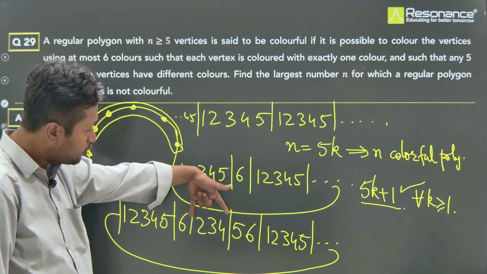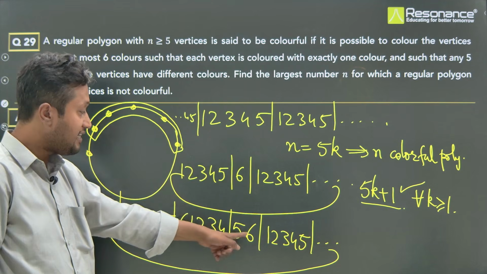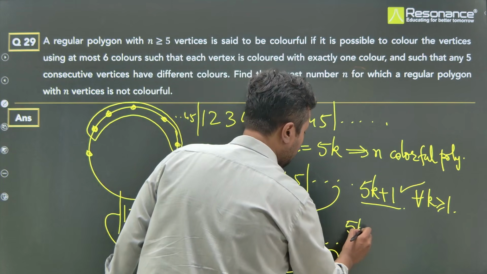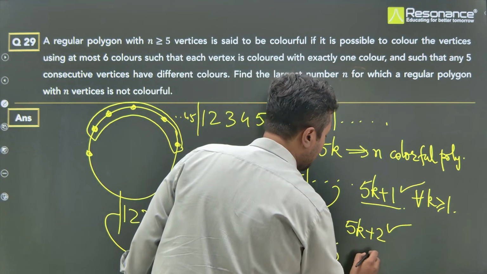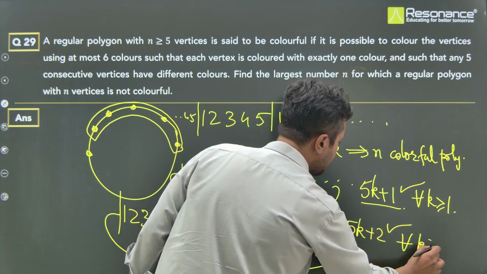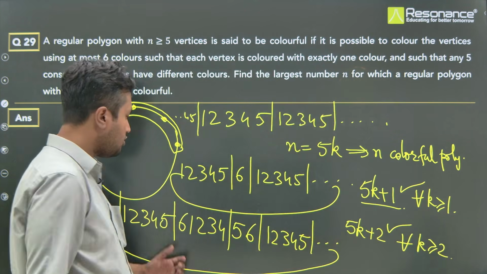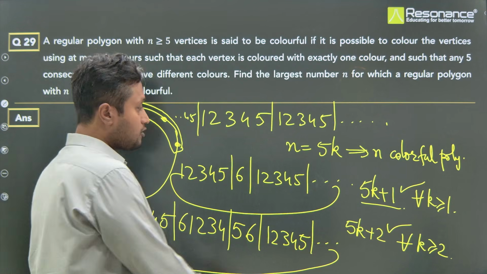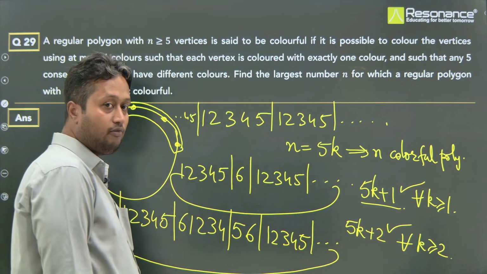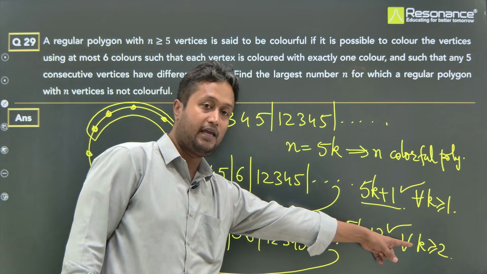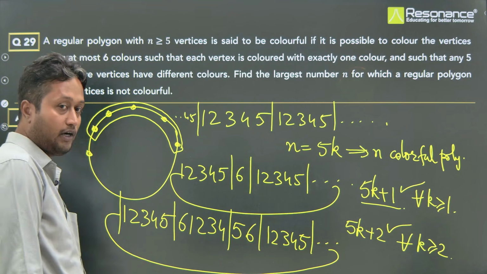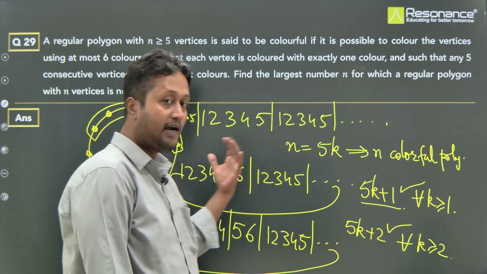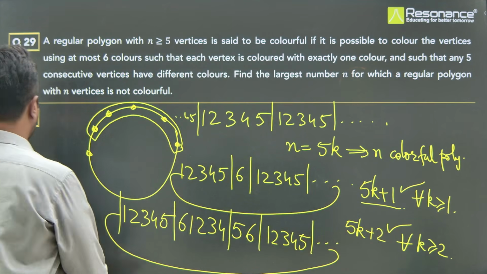So you need at least 2 of these things to have a 5, 6 combination over here. Meaning 5k plus 2 is also colorable provided k is greater than or equal to 2. There should be at least 2 blocks over here to get this cycle up to this point. So 5k plus 2 eventually will also be colorable. Not just eventually. From k equal to 2 onwards, you can do it. For k equal to 1, a 7-sided polygon, you won't be able to color it. You can try it out for a while. You won't be able to do that.